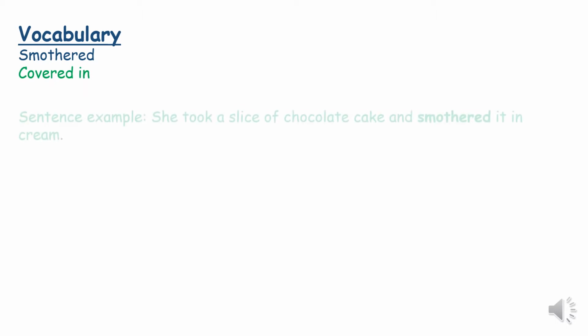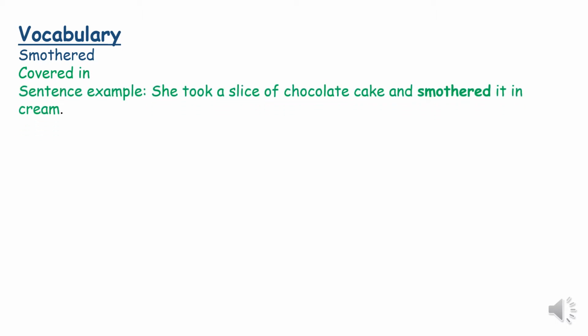Let's take a look at some of the vocabulary that we will find in the text that we read today. Our first word is smothered. What does smothered mean? Let's take a look. Covered in. And a sentence example: she took a slice of chocolate cake and smothered it in cream.